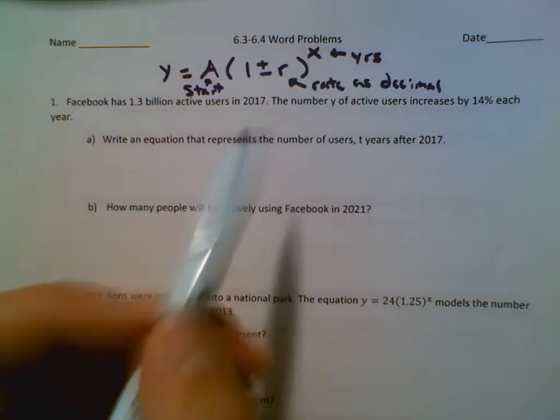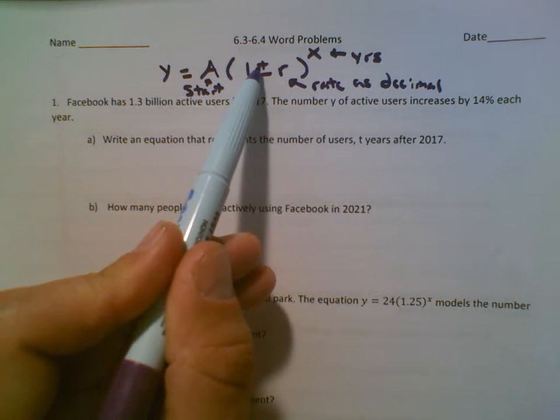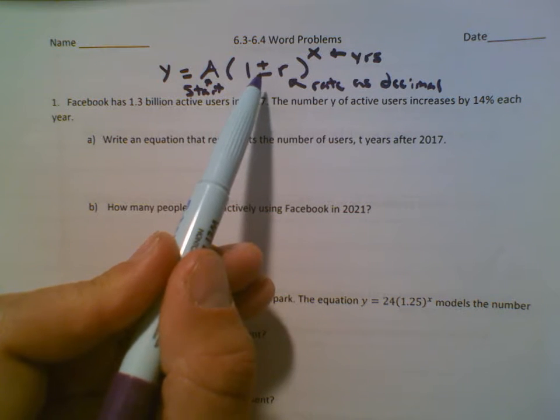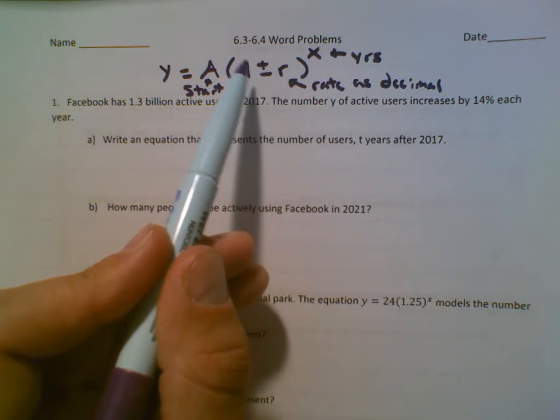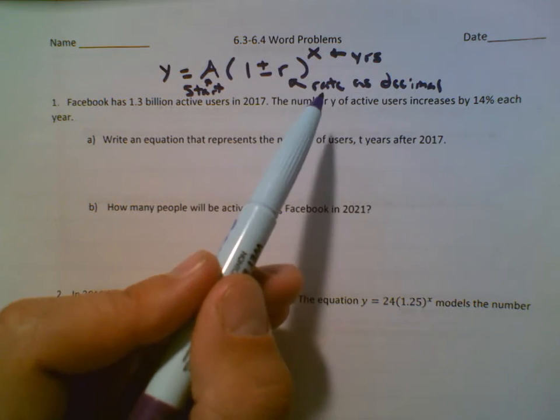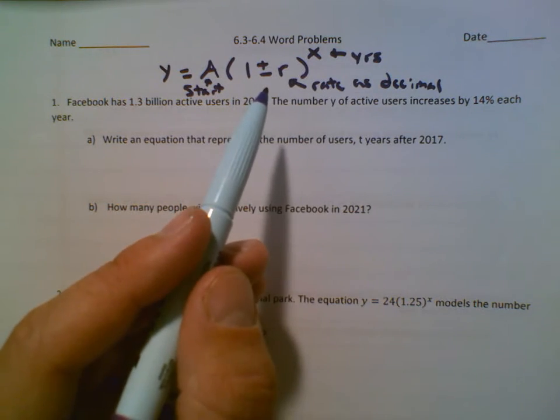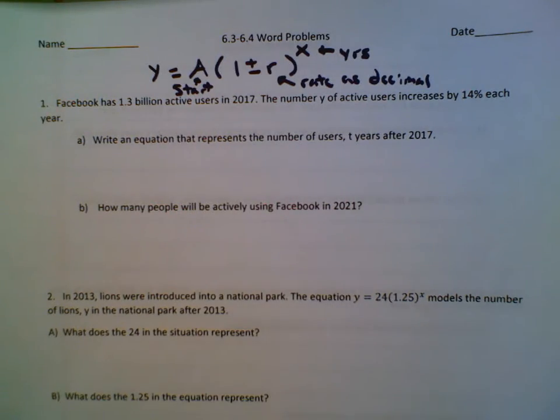Now, we obviously need to understand why we're having this plus and minus. The plus means when we're growing, we're going to add the rate, and when we're decaying, we're going to minus the rate. All right, let's look at a few examples here.